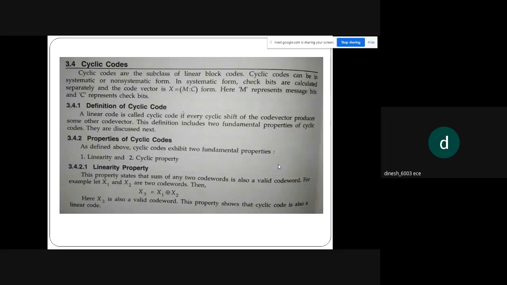So this cyclic code has two properties. One is the linearity property, which we had seen in the linear block codes. The second property is the cyclic property. So let us see the first property first. The linear property states that the sum of two code vectors is also a valid code vector.